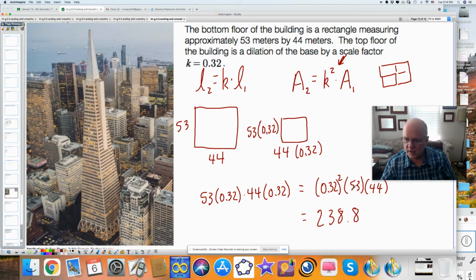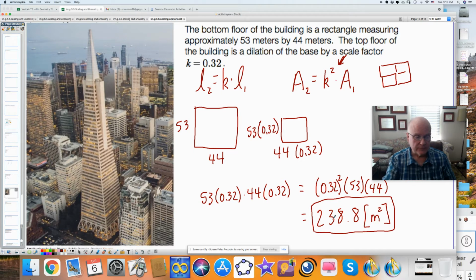238.8. And this is going to be meters times meters, so it's going to be meters squared. That's a pretty good size chunk of real estate. I mean, I don't have a house that's big. That's really quite big, actually. Like our houses right now. All right. It would be almost like 2,000 square feet if you had a house that big.